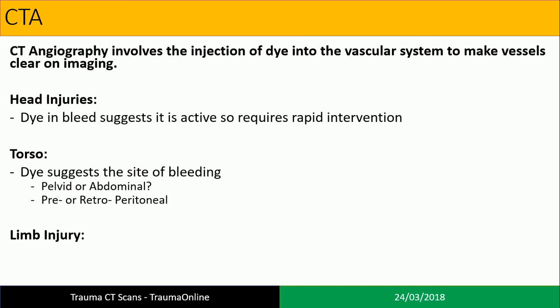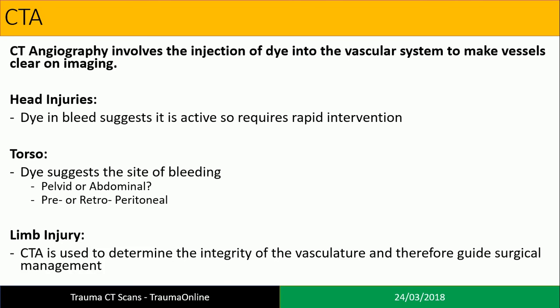In the torso, having a look for dye can suggest to you where the bleed is coming from. So you might know that there's a pelvic or abdominal bleed, but you don't know which one it is. Well, this can provide you your site of the bleed, and so might guide your decision about whether to go to theatre or interventional radiology.